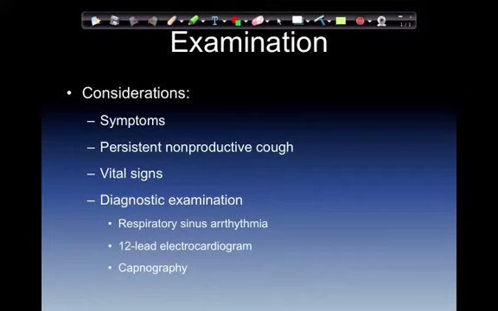Persistent non-productive cough may be indicative of asthma, often occurs at night. Vital signs: a patient with difficulty breathing will pretty much be hyperdynamic due to adrenaline, tachycardia. Diagnostic examination: if we're looking at capnography, we'll talk about all these respiratory sinus arrhythmia, and the reason being, the more that they're breathing, the more irregular their heart rate is. And that's because as the intrathoracic pressure increases, it slows down the heart.